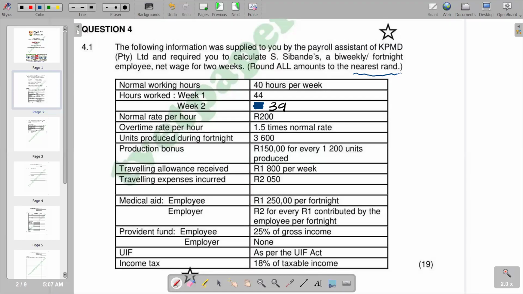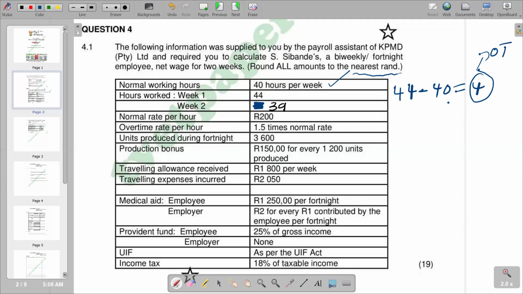So for week 1, we are given 44 hours worked, and in week 2, we are given 39 hours worked. But we are given normal working hours is 40 hours per week. So it means anything above 40 hours becomes excess, and the excess becomes our overtime. So for week 1, we've got 44. Basically, we take our normal working hours, then the 4 we include under the overtime.